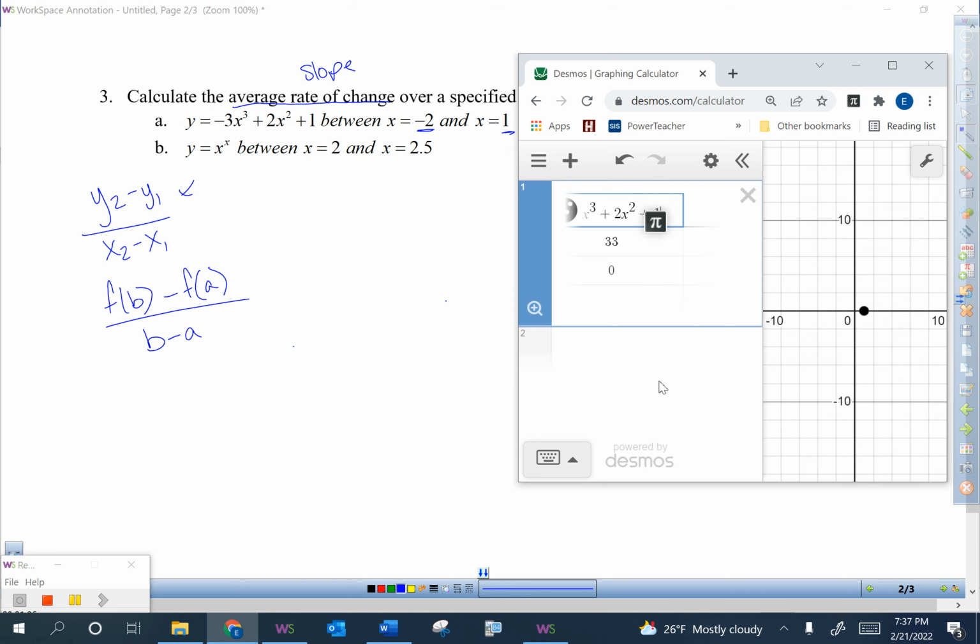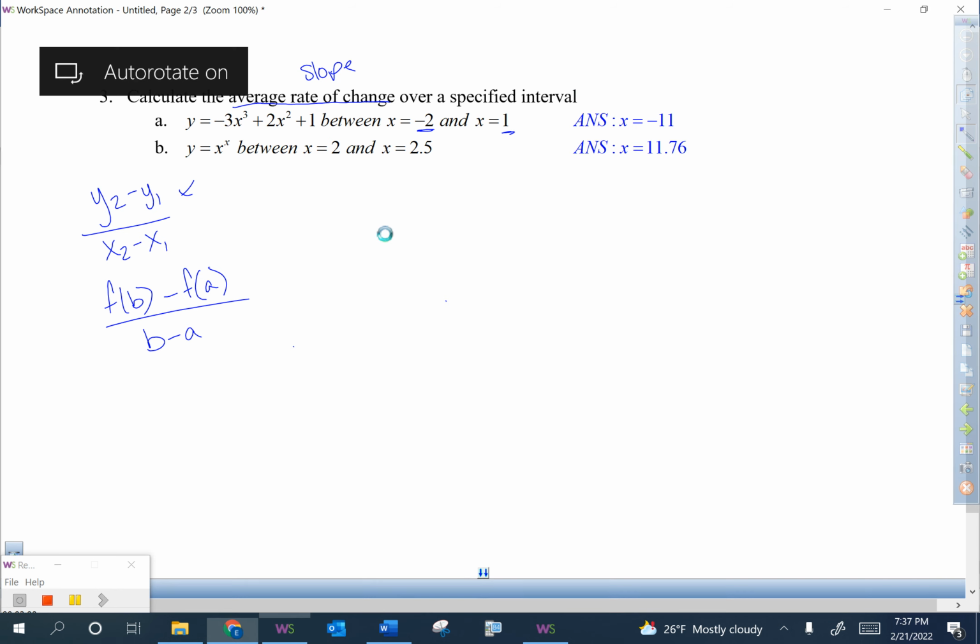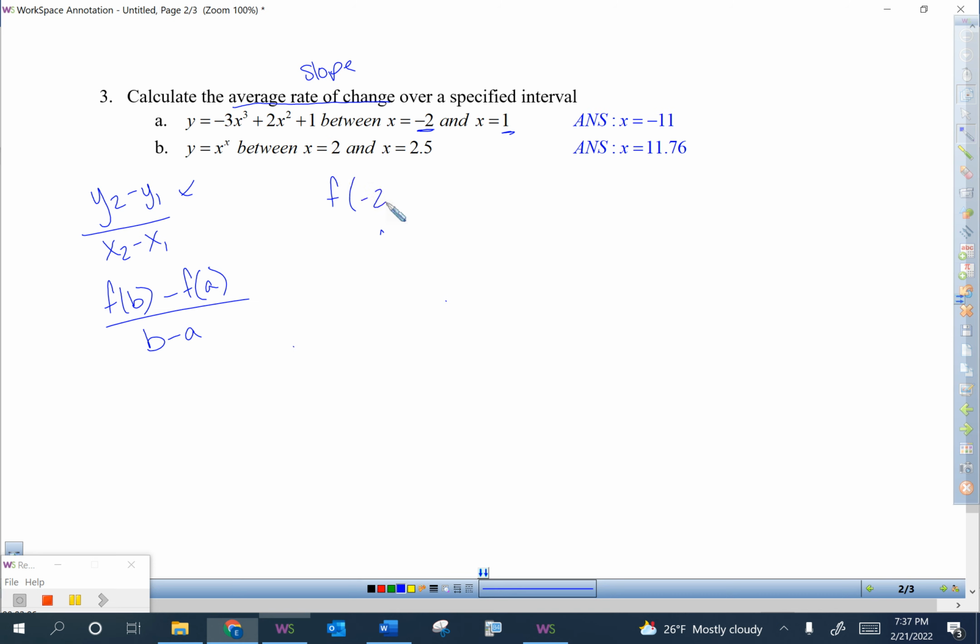So we've got 33 and we've got 0, and now we're back to just substituting in. So I'm going to write this out in function notation. F of -2 was the 33, and f of 1 ended up being 0. So how this works is, those are my y values. I'm taking 33 minus 0, and I'm dividing it by the -2 minus 1. You got to go in the same order. That is important. So then I've got 33 on the top, divided by -3, and there's my -11, just using the slope formula.